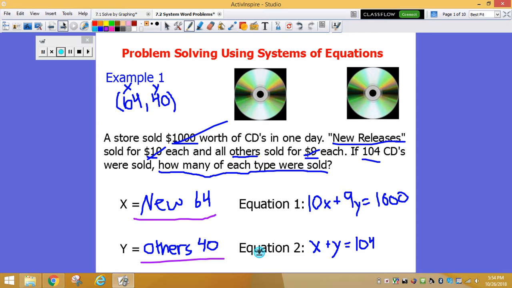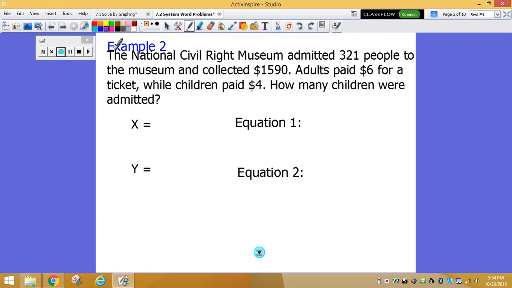All right, let's do another one. The National Civil Rights Museum admitted 321 people to the museum and they made $1,590. Adults paid $6 and kid tickets were $4. How many children were admitted? Again, if you read your question, it will typically tell you what you're looking for. So we are looking for how many children. So I'm going to make X children.